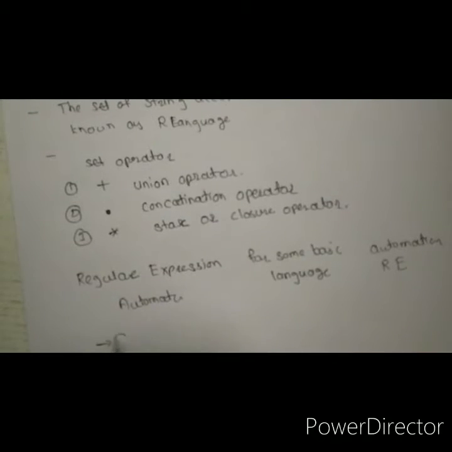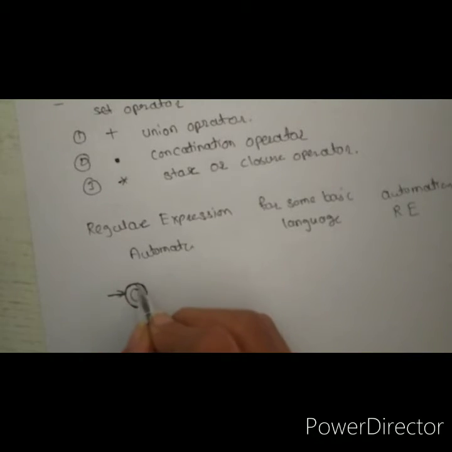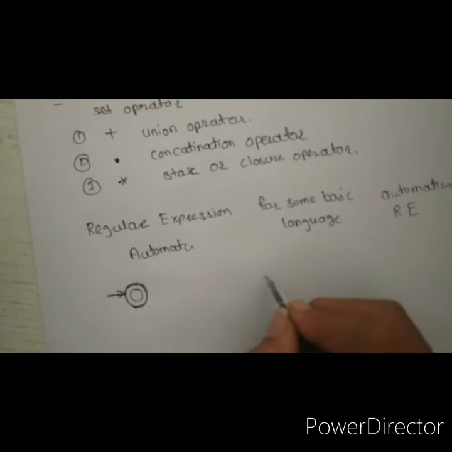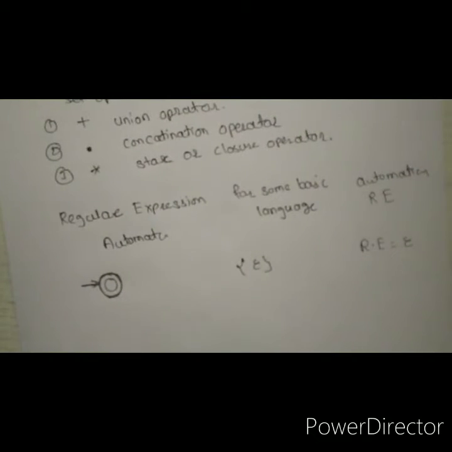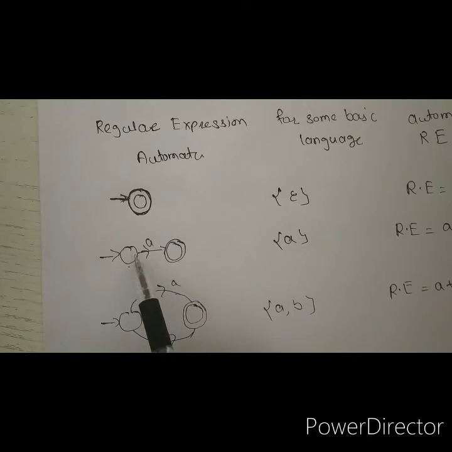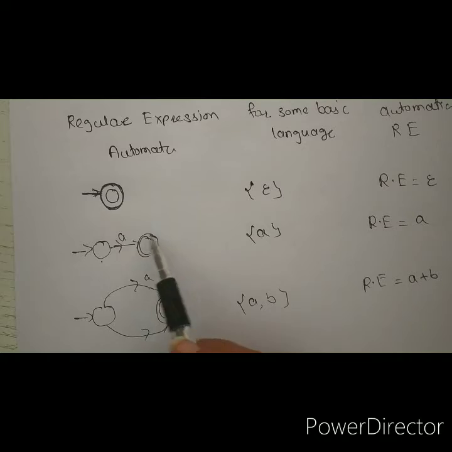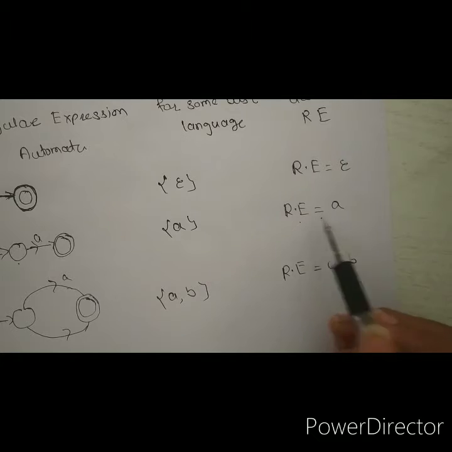So first one is an automaton with a starting state in a circle and a final state surrounded by a double circle. It shows that the language is epsilon. The regular expression is equal to epsilon. Second one is a starting state with a final state, with the final state reached on input a. So your basic language is a, and the automaton is the regular expression for only a.